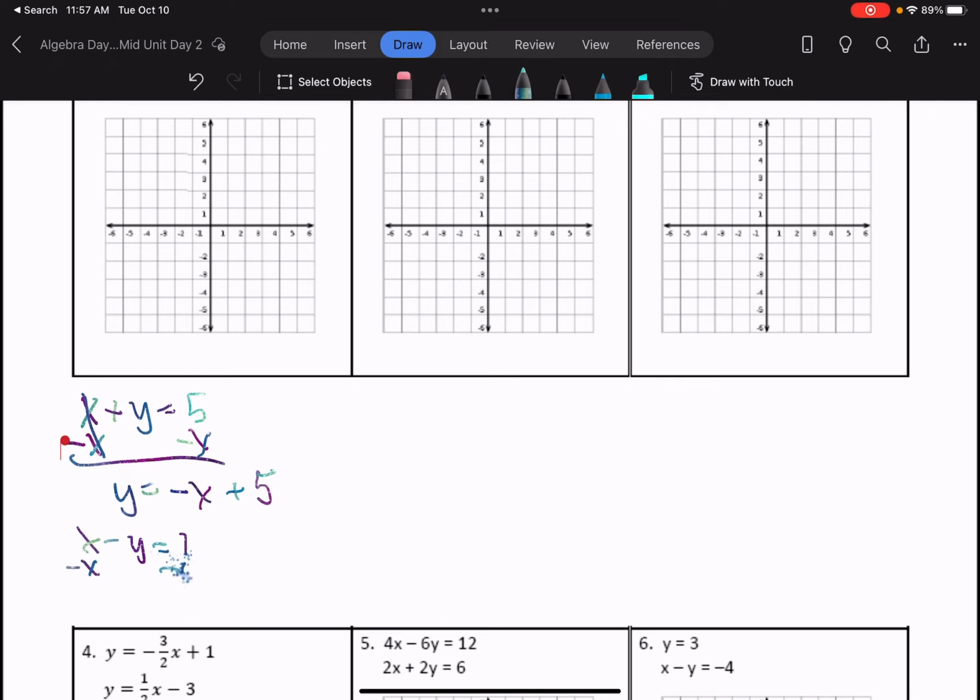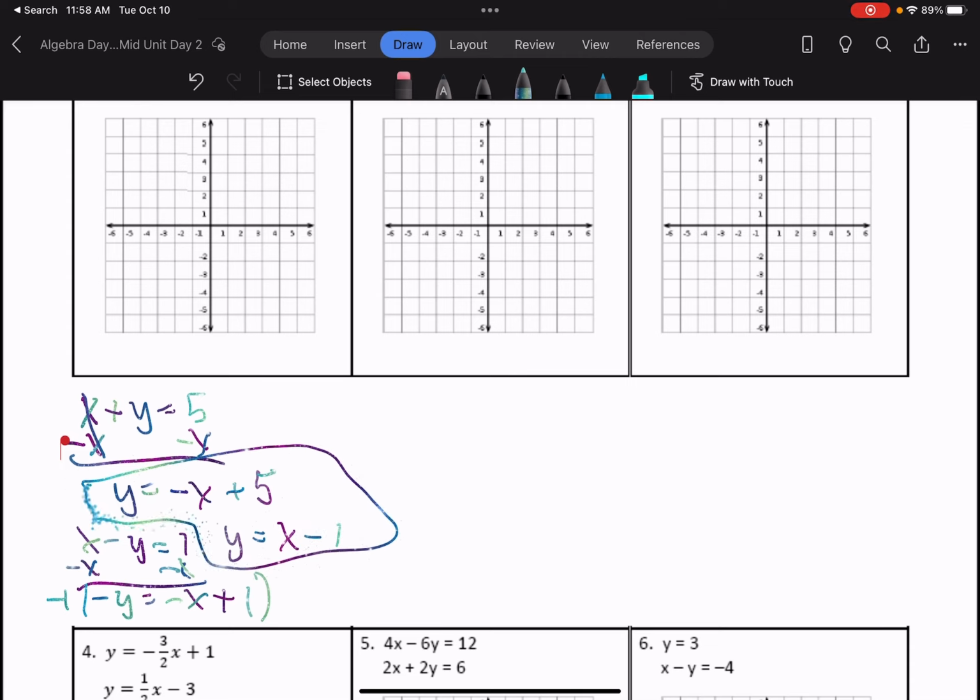Subtract x from both sides. We get negative y equals negative x plus 1. Multiply the whole thing by a negative. We get y equals x minus 1. Okay, so these are now the two equations that you're using to graph. I'm going to give you that much, and then you can do the graphing.